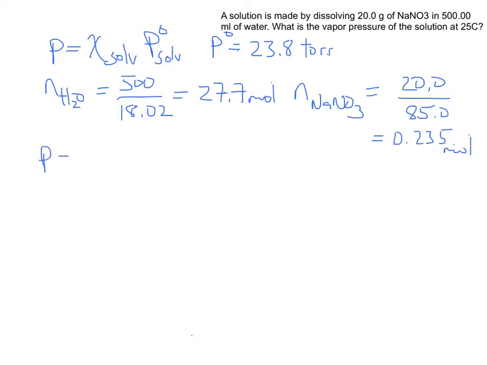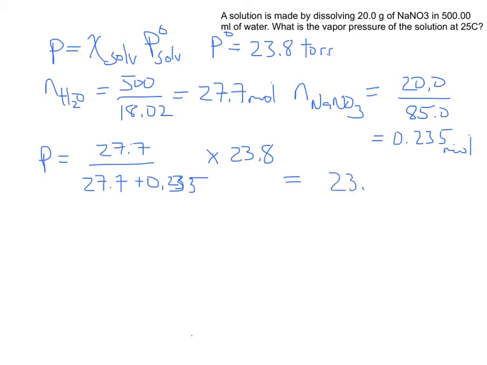Okay, so we're ready to plug and chug here. My solution vapor pressure is going to be the moles of the water, 27.7, divided by 27.7 plus 0.235. All of that gives me my mole fraction of solvent, times the vapor pressure of pure solvent, 23.8. And that's going to come out to be 23.6 torr. All right, so there's my answer.